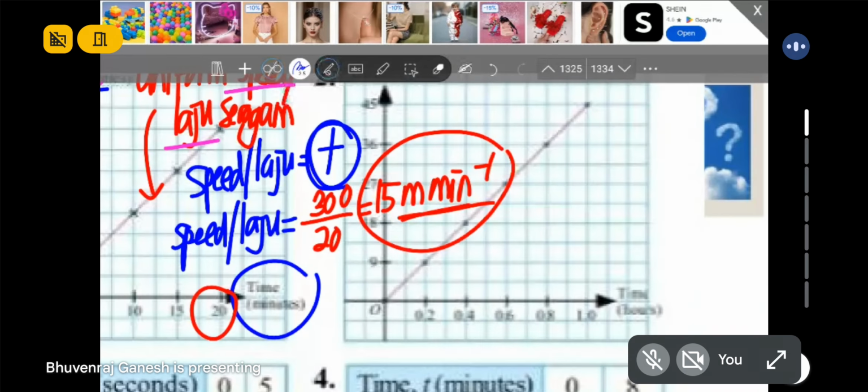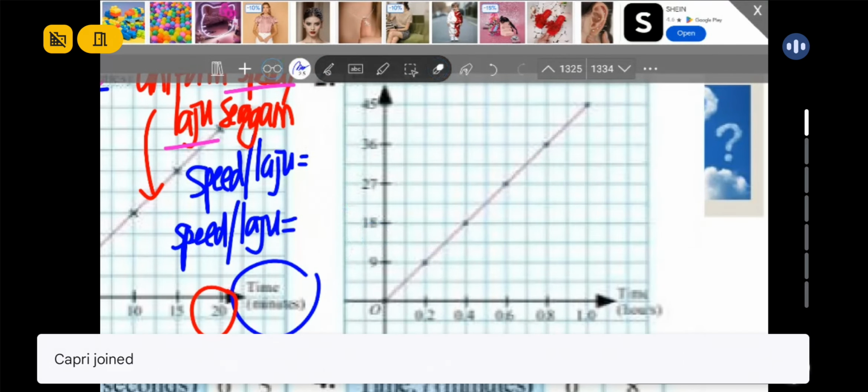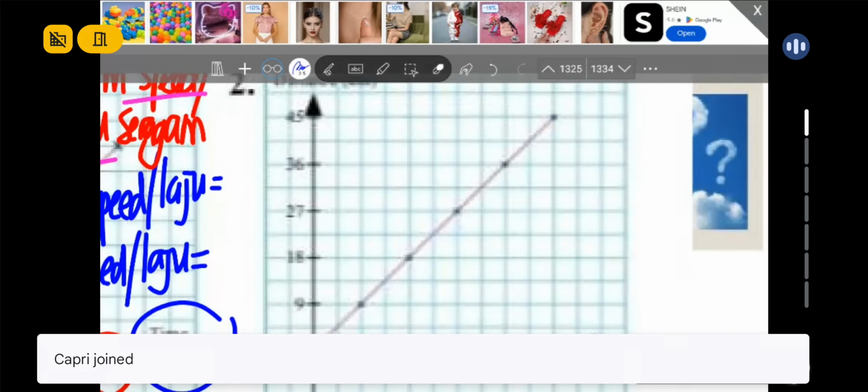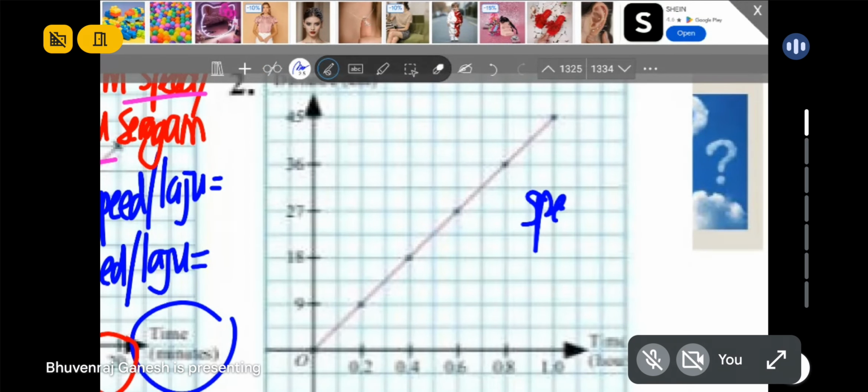So your graph akan nampak macam ni. Okay, this is your final graph. Okay. So yeah, again, can you guys help to count the speed for me? Apa nilai dia? Soalan ni.